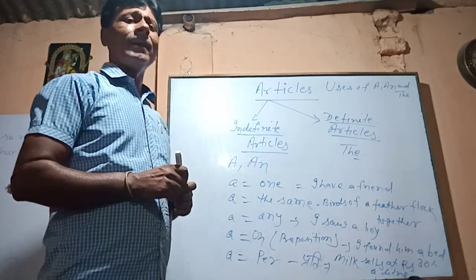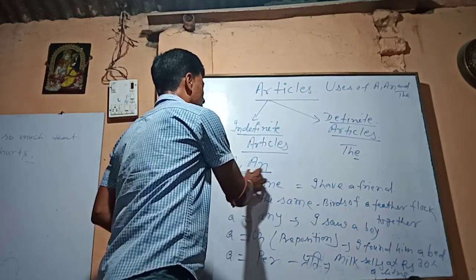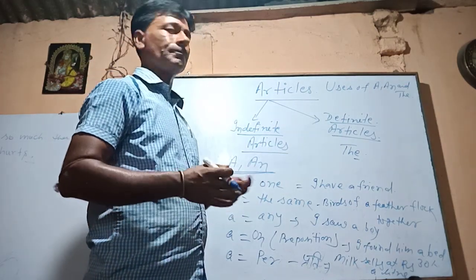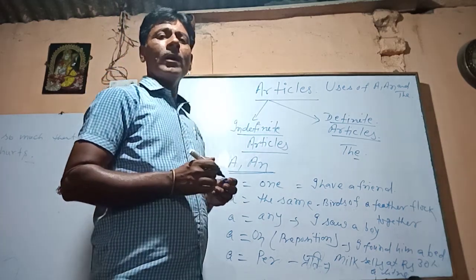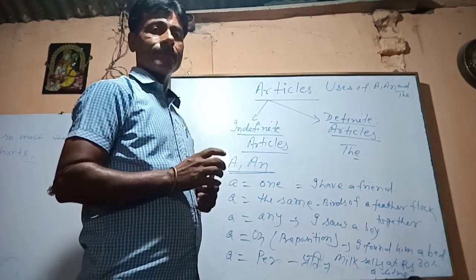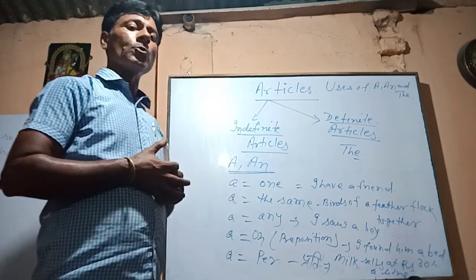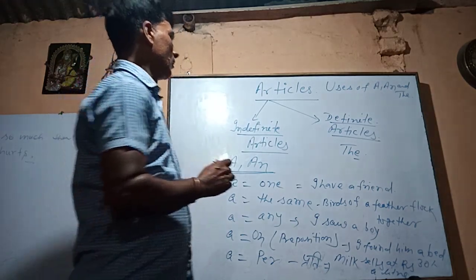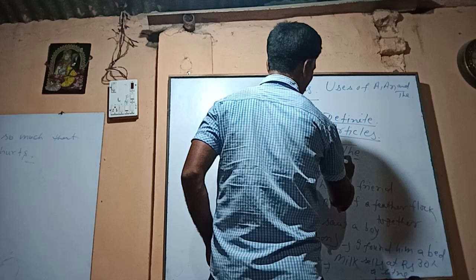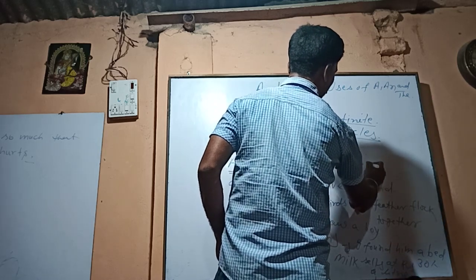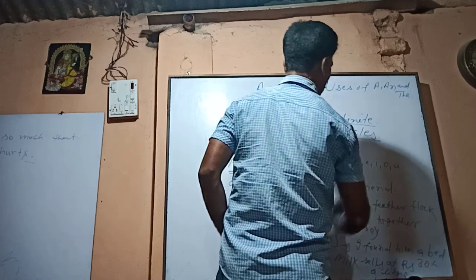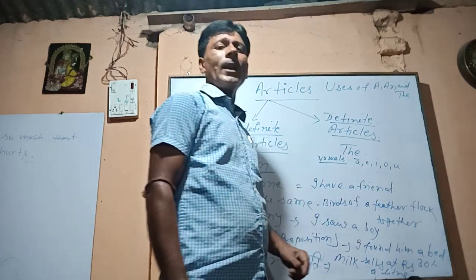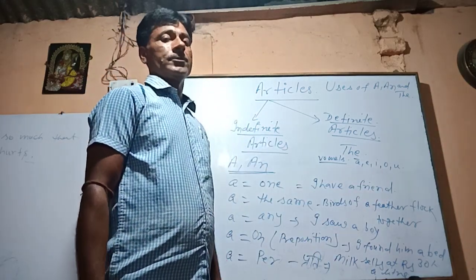Now, the important idea is what is the difference between A or an and how A or an is used differently. As we know, in the English alphabet, there are 26 letters, starting from A to Z. Out of 26, there are 5 vowels. The vowels are here: A, E, I, O, U. And the rest 21 letters we call consonants.